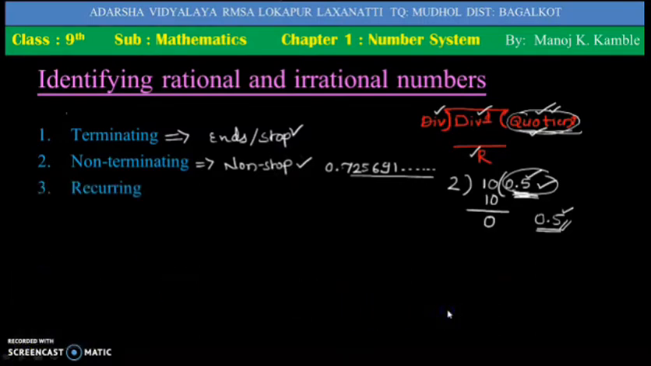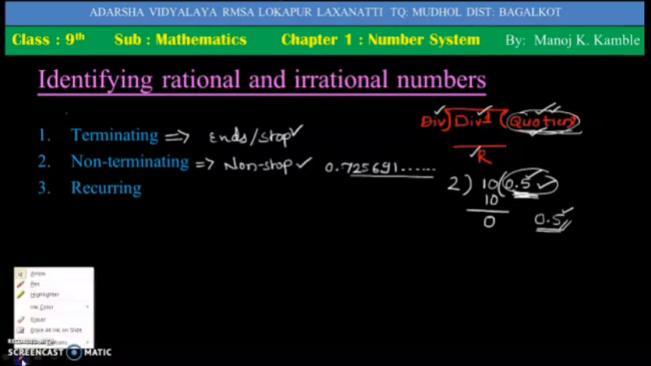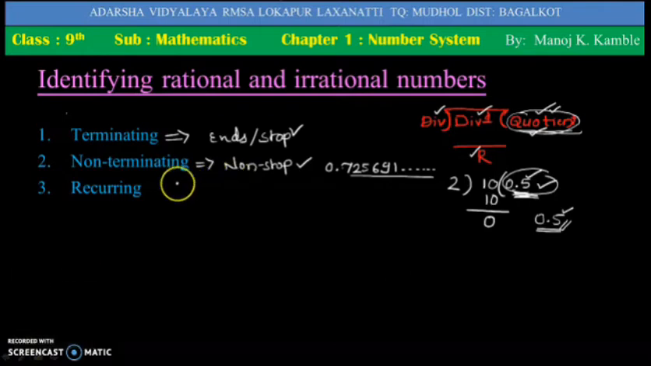Third one, recurring. Recurring means it is repeating. It repeats. For example, 0.727272. Check it out, 727272. This is repeating, so this decimal expansion is called recurring. If the digits repeat, then it is called recurring.